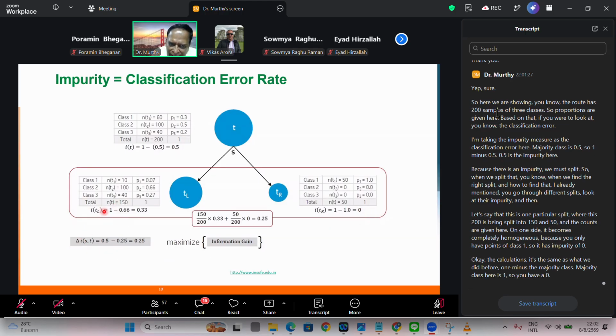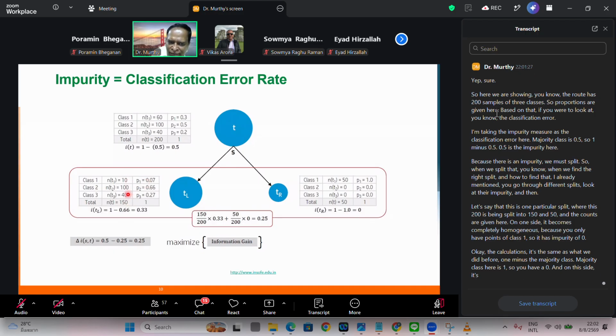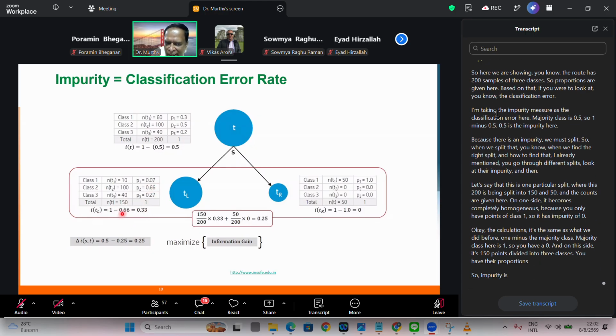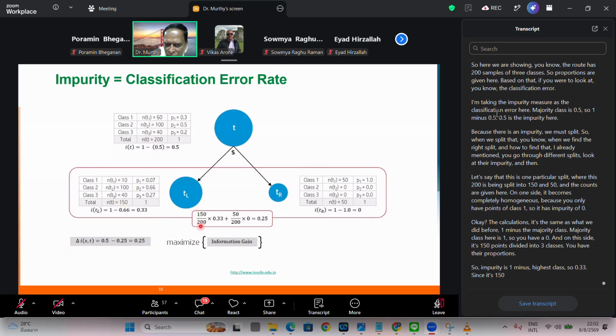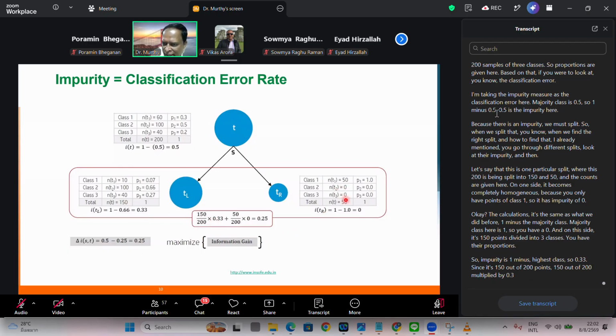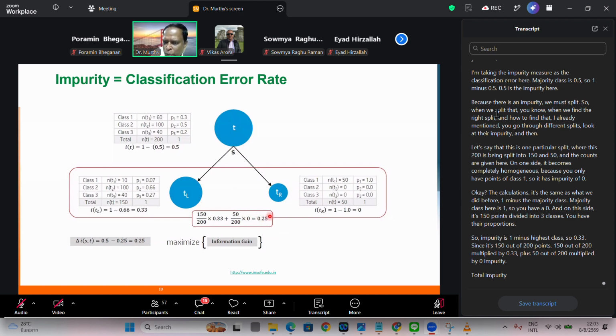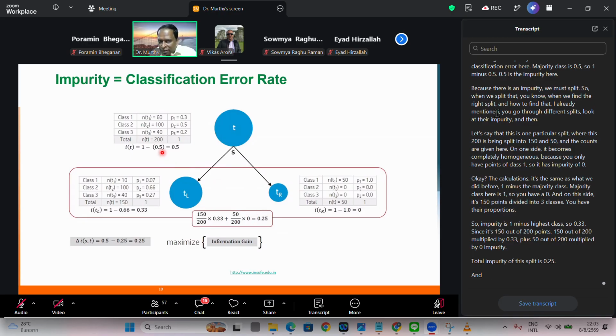And on this side, it's 150 points divided into 3 classes. You have their proportions. So impurity is 1 minus highest class, so 0.33. Since it's 150 out of 200 points, 150 out of 200 multiplied by 0.33 plus 50 out of 200 multiplied by 0 impurity. Total impurity of this split is 0.25. And this is one split, which divided the 200 into 150 plus 50.